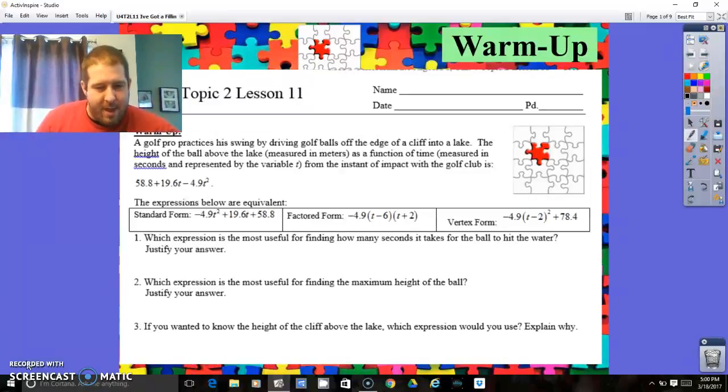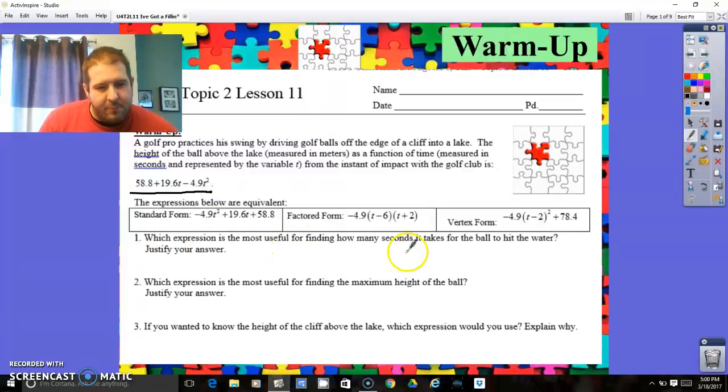And we're going to put together everything we have learned so far up to this point with factored form, vertex form, and standard form, converting one to the other. And in this warm-up, we're going to talk about how each one is used for different things. So if we're given these three forms, which are all equivalent, this is the factored form, vertex form, and standard form of this equation right here.